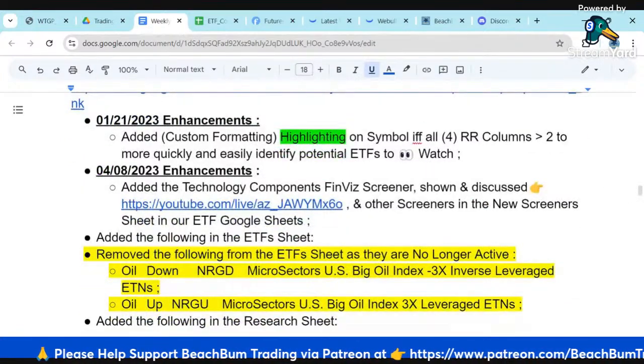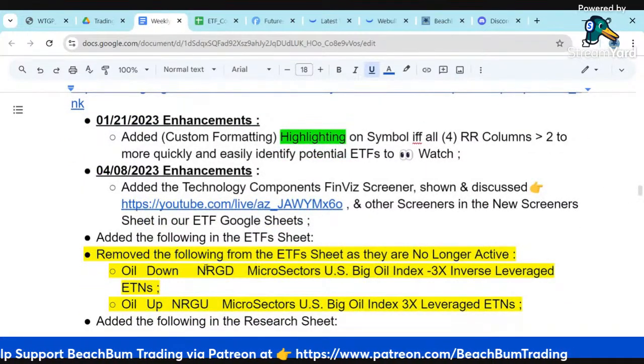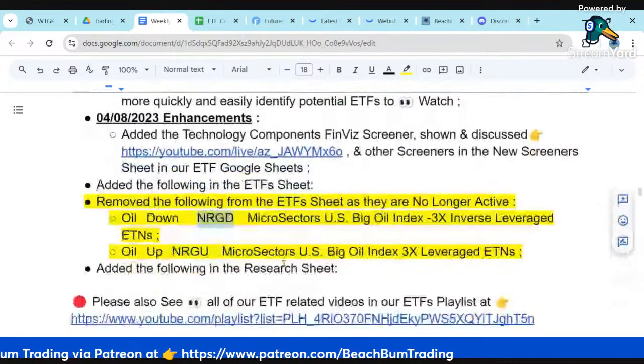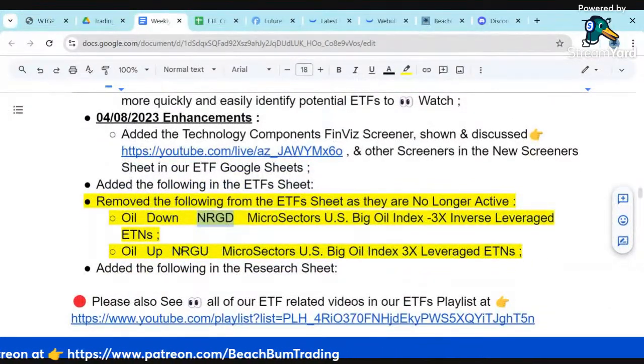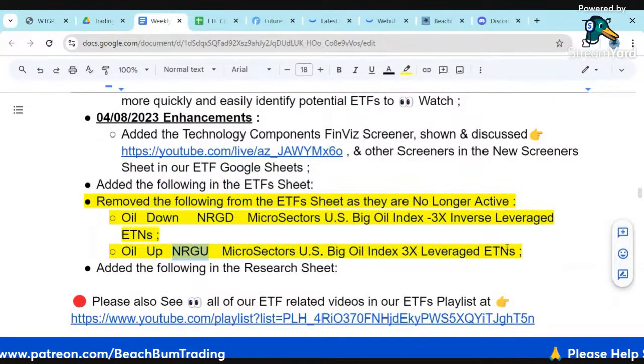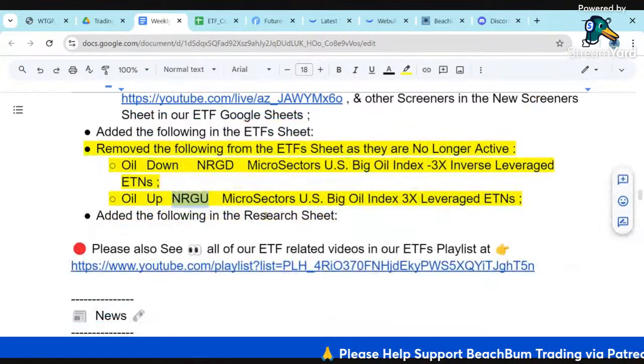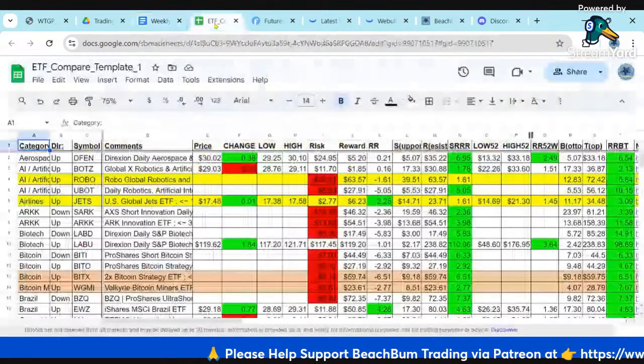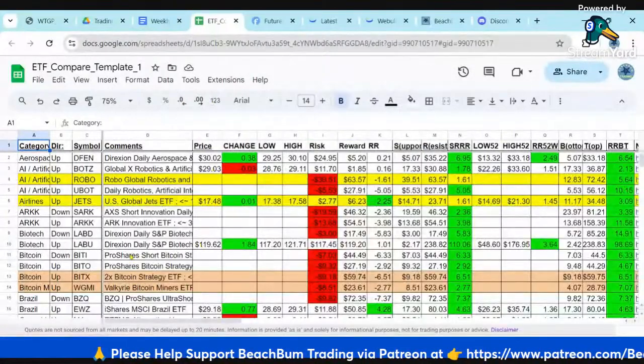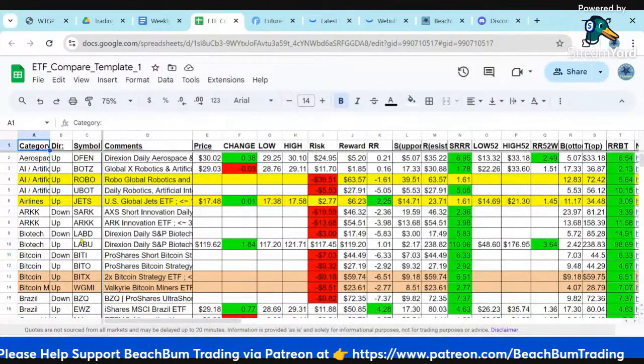Okay, just some quick housekeeping. I removed a couple of ETFs, NRGD and NRGU. These are no longer active, so I removed those from our Google Sheet. Again, I want to highlight some related to trading volatility.